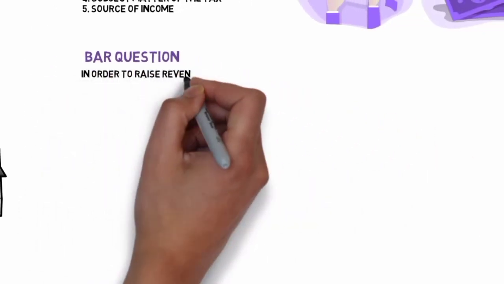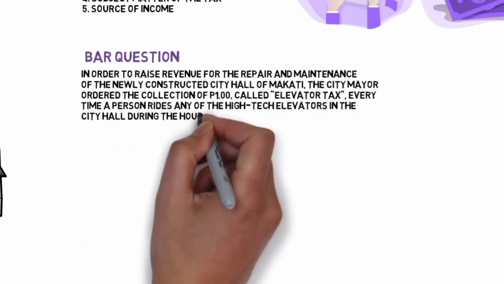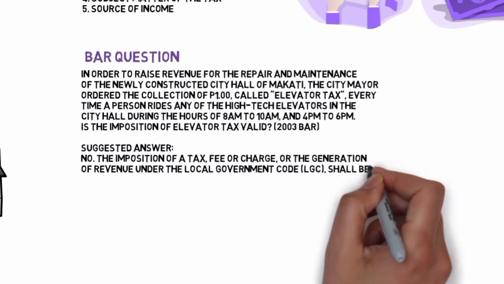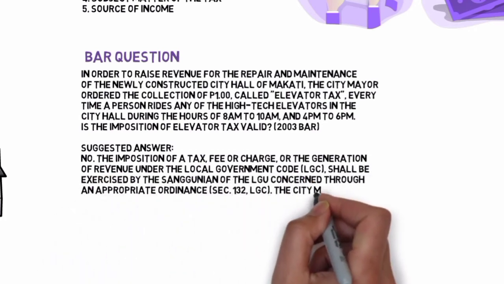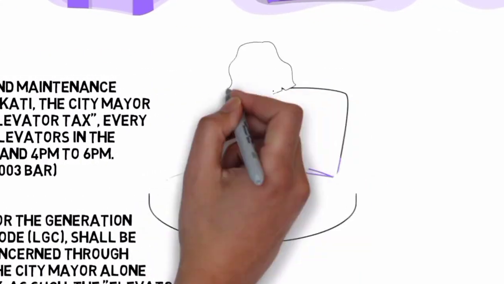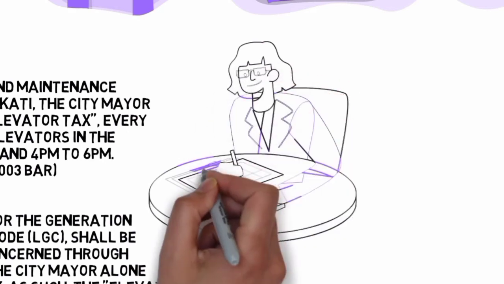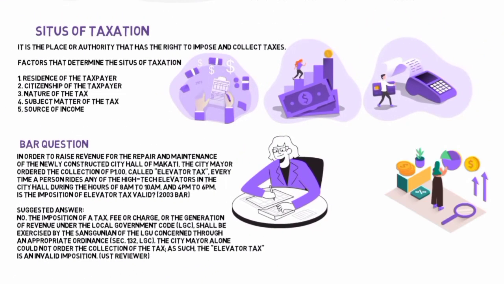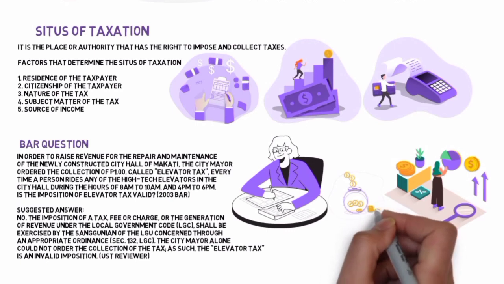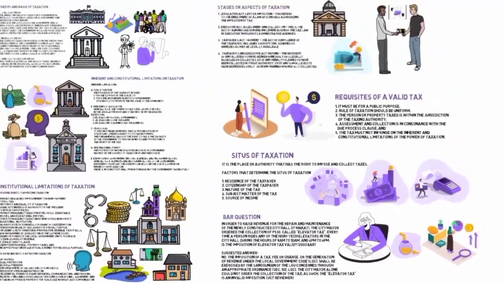In order to raise revenue for the repair and maintenance of the newly constructed City Hall of Makati, the city mayor ordered the collection of 1 peso called elevator tax every time a person rides any of the high-tech elevators in the City Hall during the hours of 8 a.m. to 10 a.m. and 4 p.m. to 6 p.m. Is the imposition of elevator tax valid? No. The imposition of a tax, fee or charge, or the generation of revenue under the Local Government Code, shall be exercised by the Sanggunian of the LGU concerned through an appropriate ordinance. The city mayor alone could not order the collection of the tax. As such, the elevator tax is an invalid imposition.